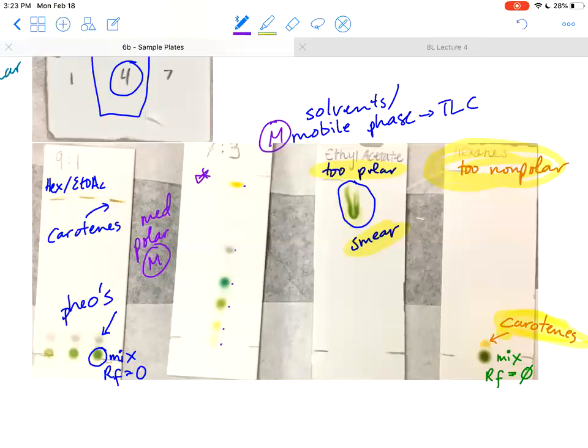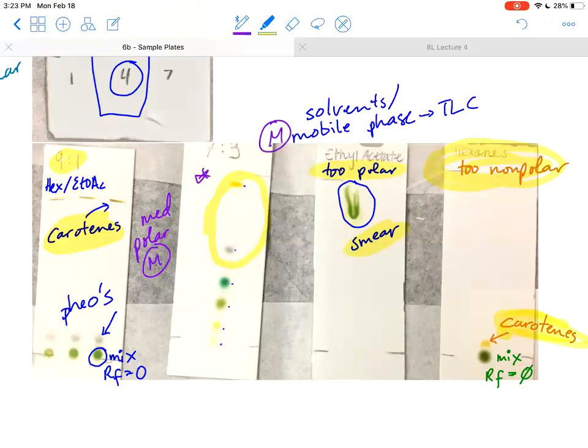In some pre-lab questions, you're asked, what if you just wanted to pull out the carotenes? Or I ask a question similar to that. If you just wanted to remove the carotenes, the 9-to-1 would be the way to go. With the 7-to-3, you have some space in between there, but it's definitely a better separation of the carotenes in the 9-to-1 plate, because there's a larger distance in between. So those are just spots.